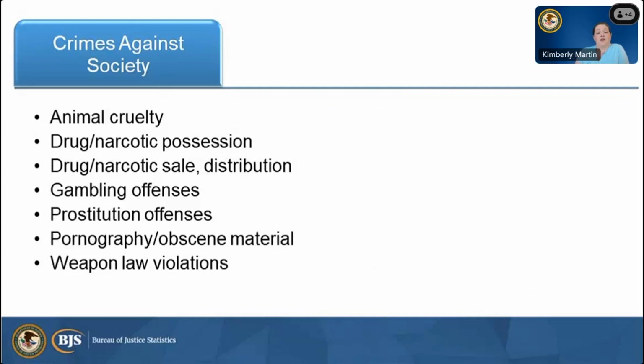And then this is also new, and some of the newest offenses added to NIBRS are included in this area: crimes against society, where society, the betterment of society, is considered the victim. That includes cases of animal cruelty, all of the drug violations, so either possession or sale or drug equipment violations, along with all gambling offenses. All of these are broader categories that include multiple types, particularly gambling and prostitution, pornography and obscene material, and also weapon law violations.